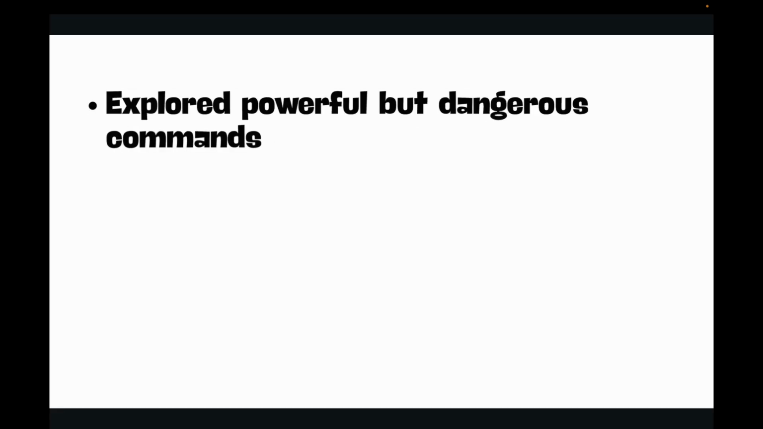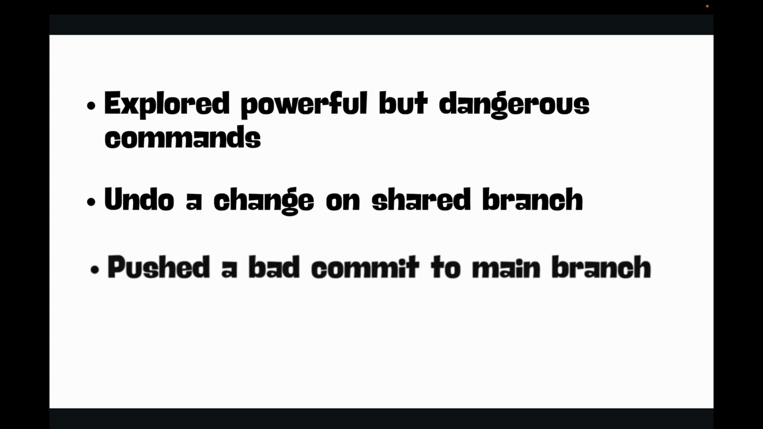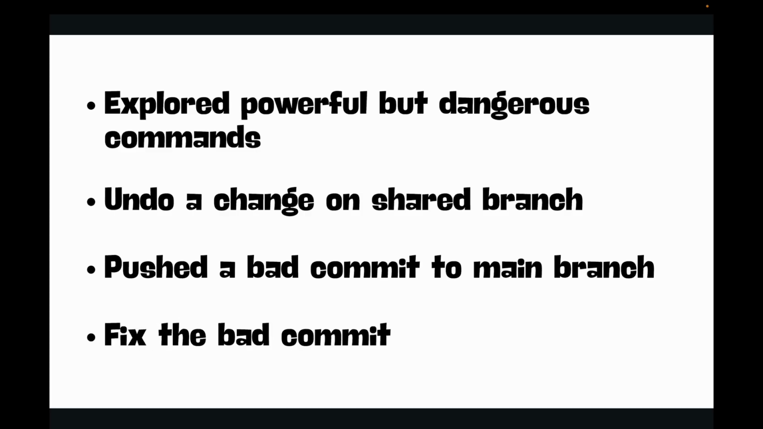Hello and welcome back. In our last few videos, we have explored some powerful but dangerous commands that can rewrite history, like git rebase and git reset. But what happens when you need to undo a change on a shared public branch? What if you've already pushed a bad commit to the main that broke the build and you need to fix it immediately? This is where a command that is both powerful and completely safe comes in.